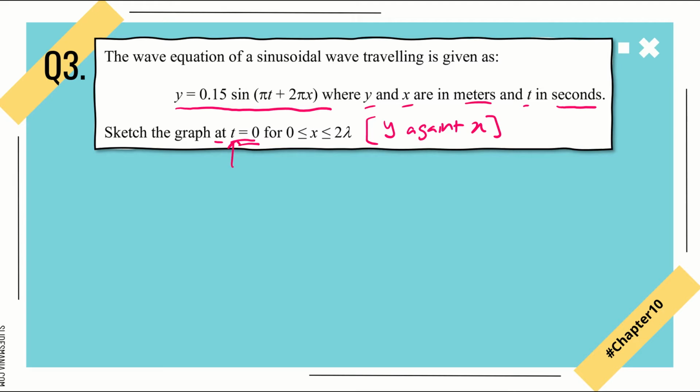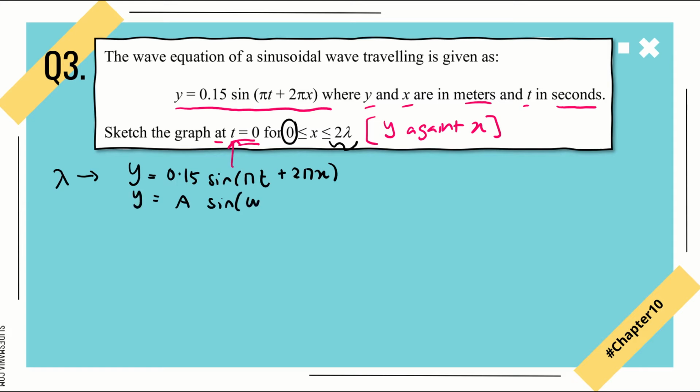For this question, the sketching must be from 0 to 2 lambda, meaning that we need to know the value of lambda of this wave. So how do we get the value of lambda? From the equation, we have y is equal to 0.15 sine (pi t plus 2 pi s). We compare with the general equation, A sine (omega t plus ks). From the value of k here, that is equal to 2 pi, we can get lambda, which is equal to 2 pi over k. So 2 pi over 2 pi, and then lambda is equal to 1 meter.